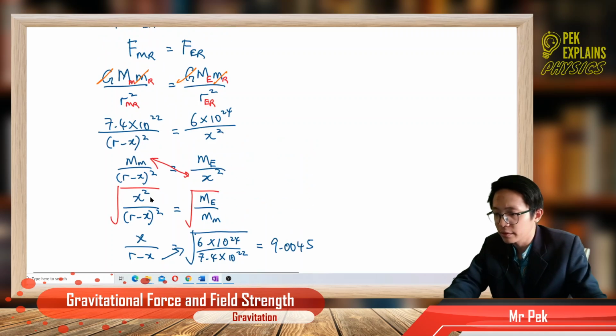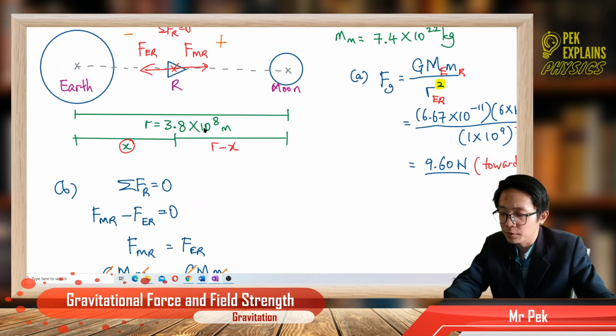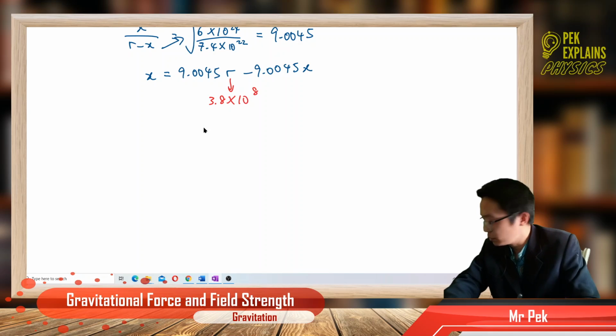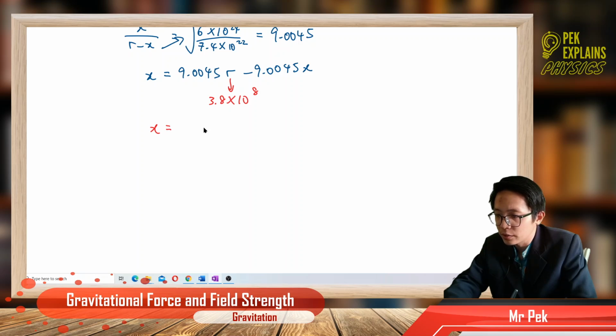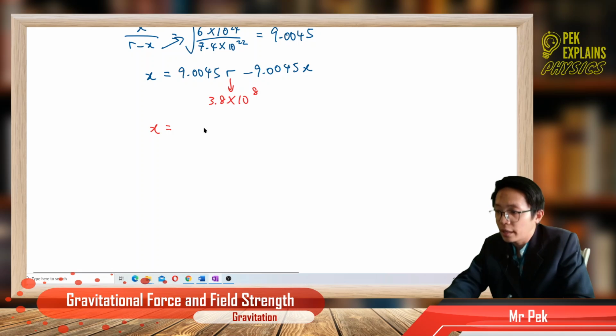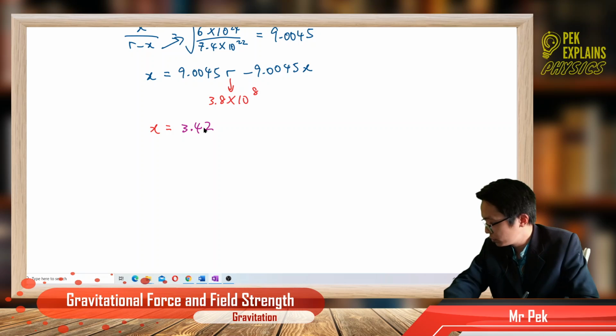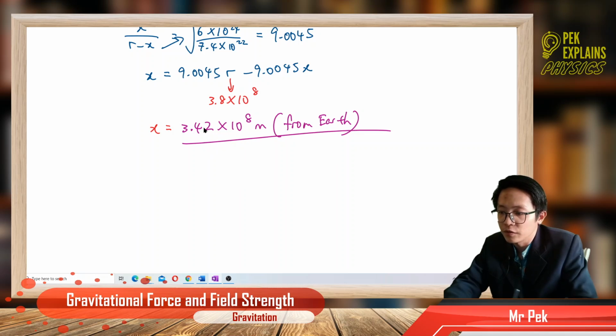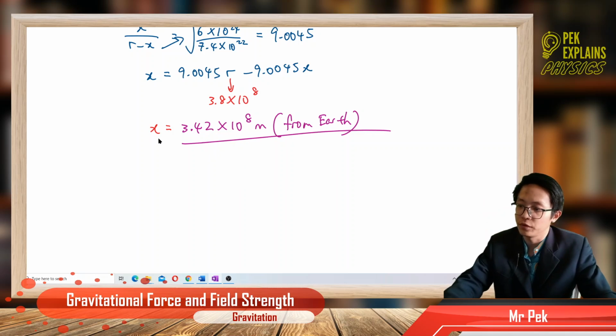And this R value just now is 3.8 exponent 8. So just substitute the 3.8 exponent 8. In the end, we will get x equal to 3.42 exponent 8 meter from Earth. That's the answer for part B, 3.42 exponent 8 meter from Earth.